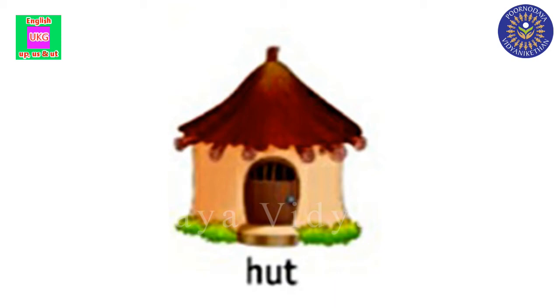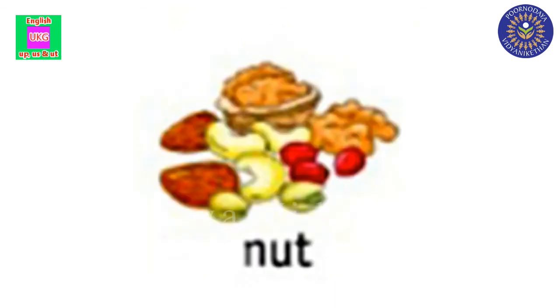What is this, children? This is a hut. What is the spelling? H U T. Hut. Repeat it. H U T. Hut. What is the sound here? Ut sound. Now see this picture, children.